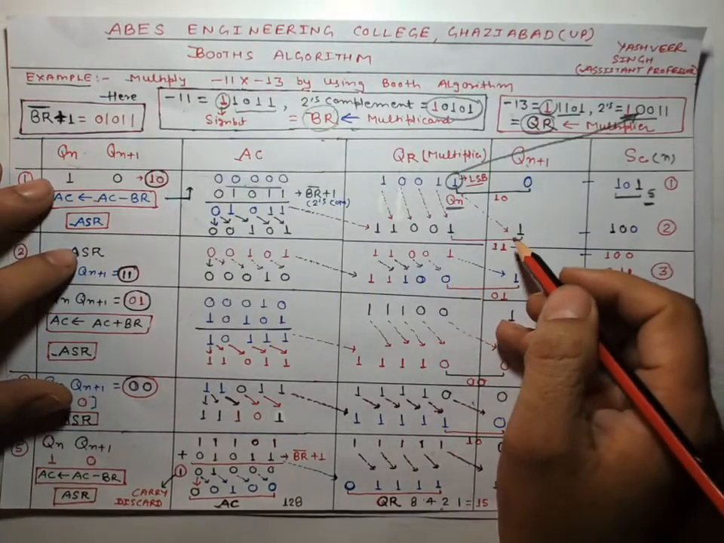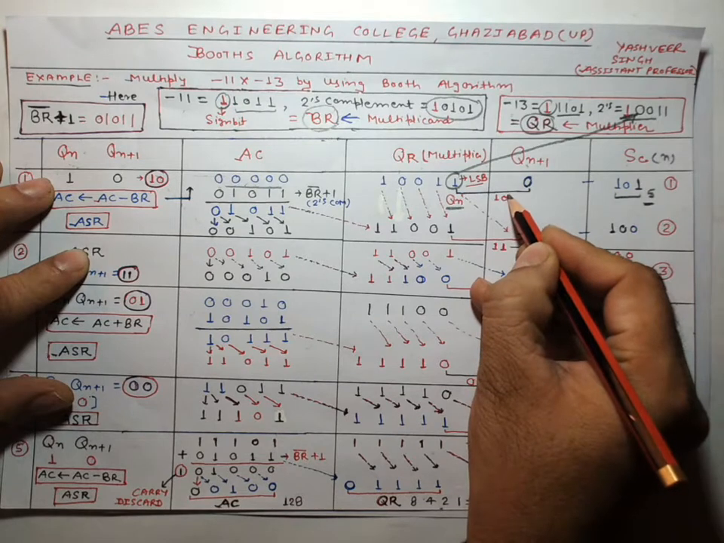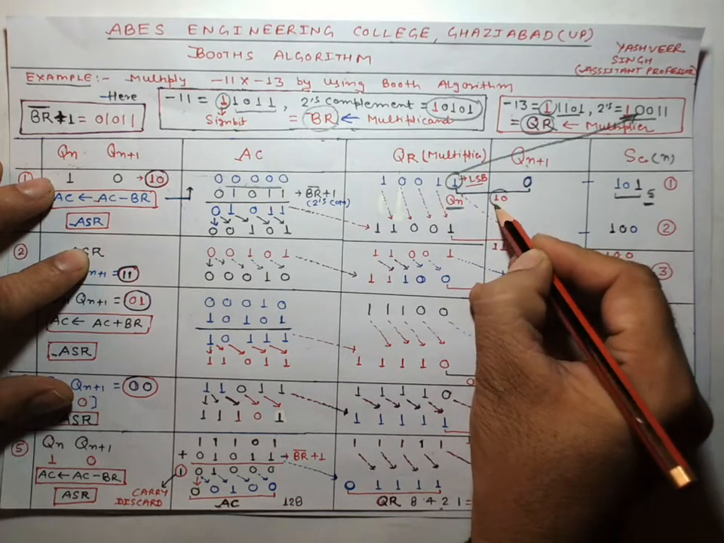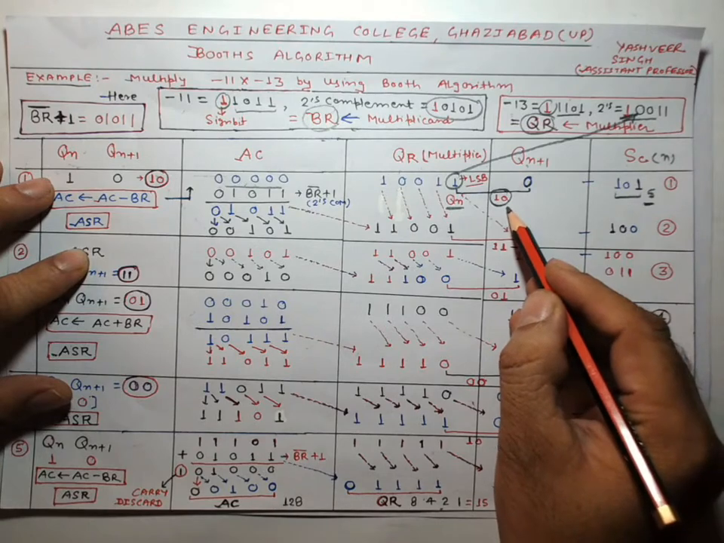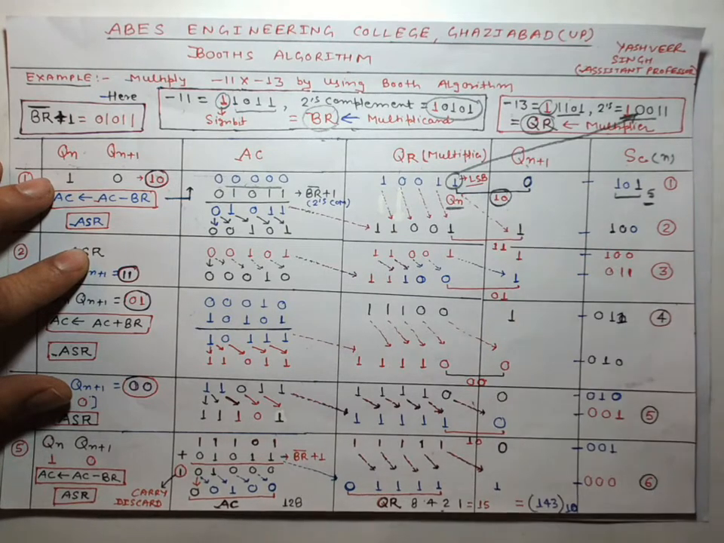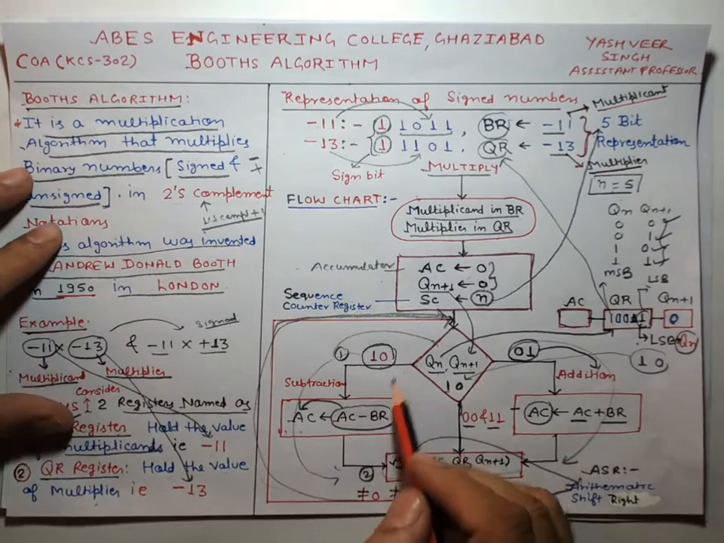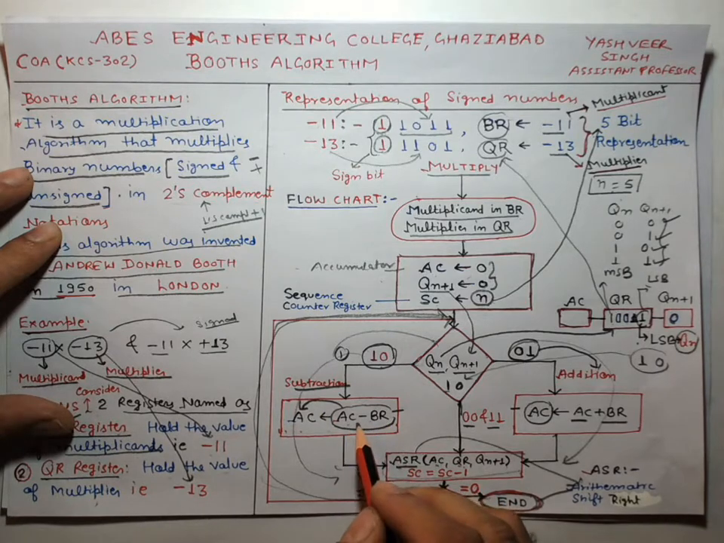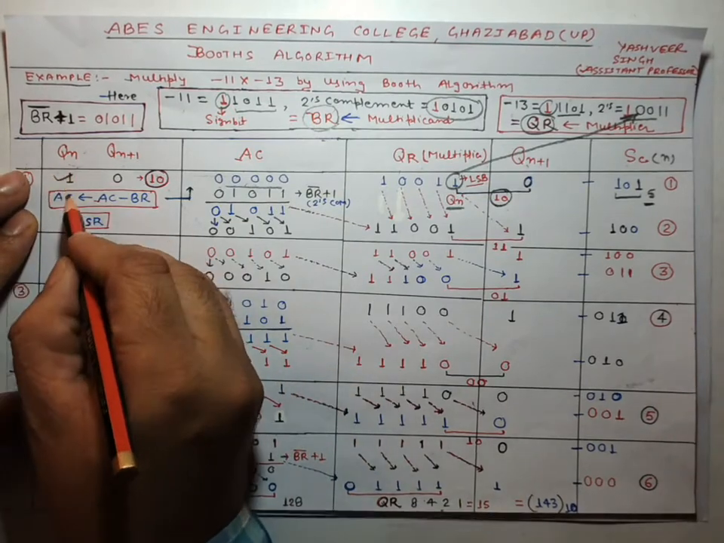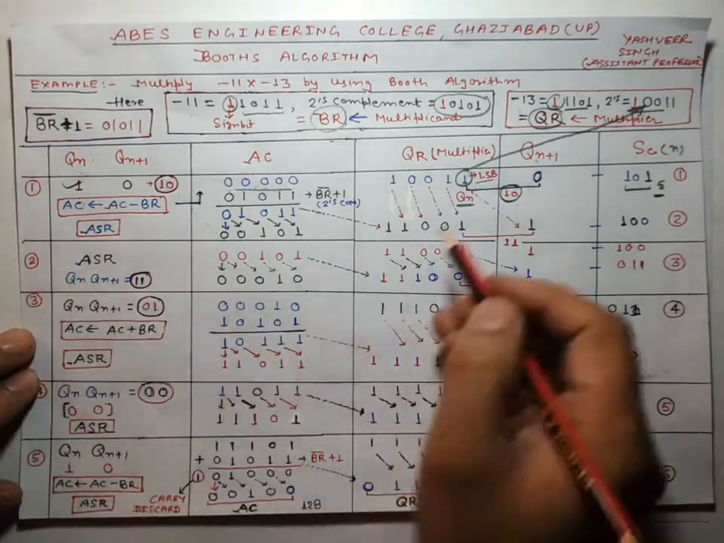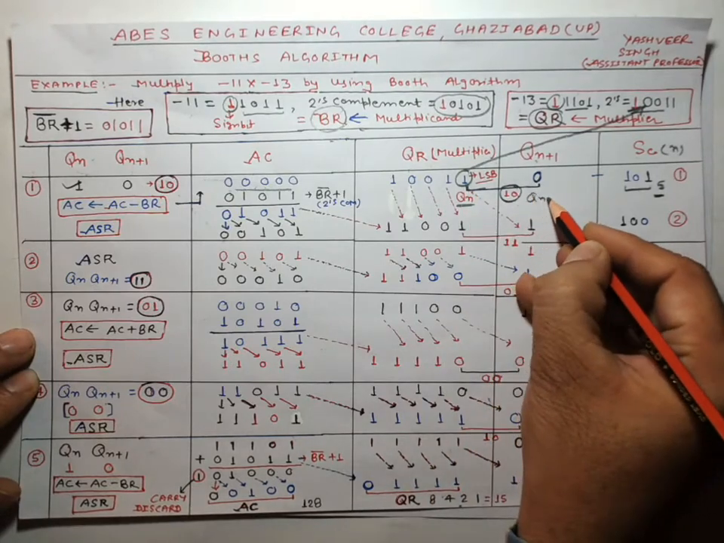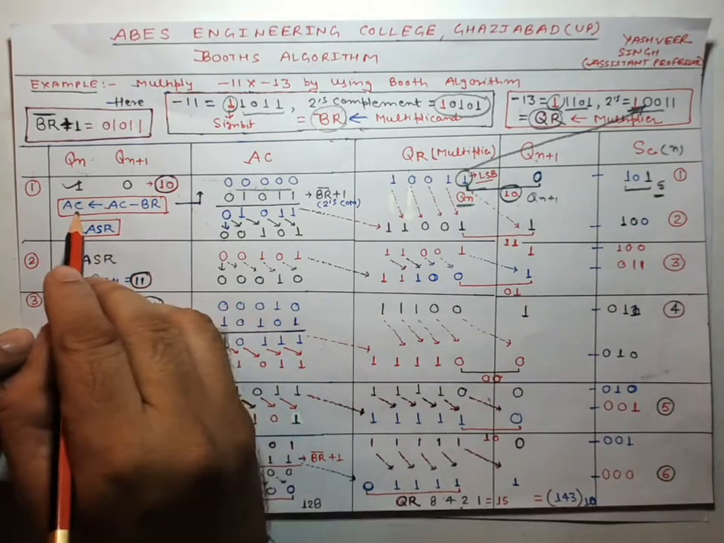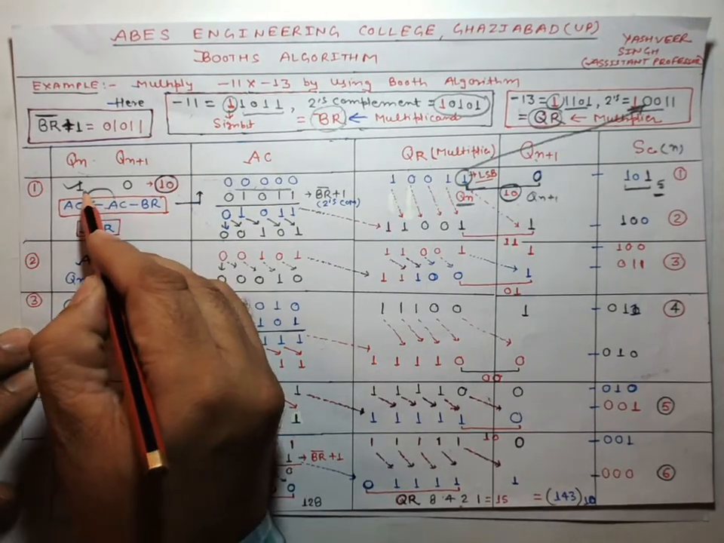Okay, then we see here 1 and 0. The possible combination of Qn and Qn plus 1 is 10. If we find Qn Qn plus 1 equal to 10, then we go here to subtraction. This step means subtraction: AC minus BR is stored in AC. We will find 10 from this Qn and Qn plus 1. Then 10 means AC minus BR is stored in AC.